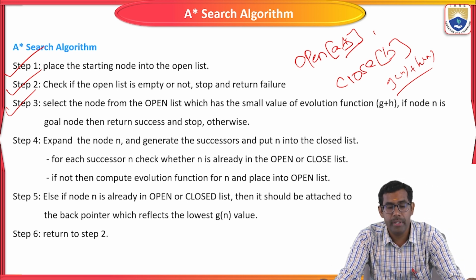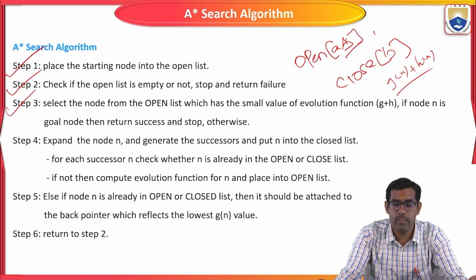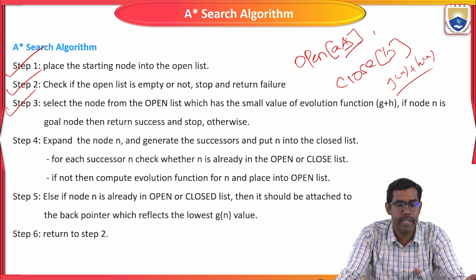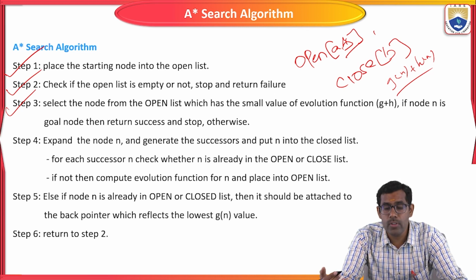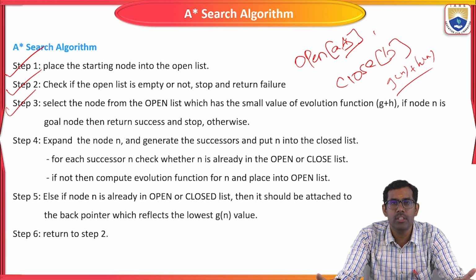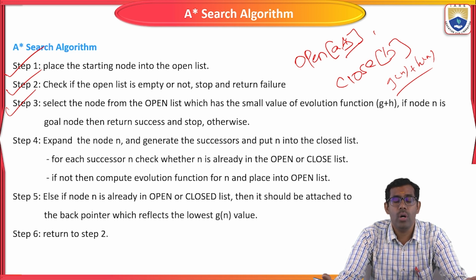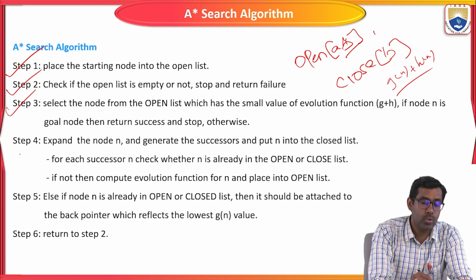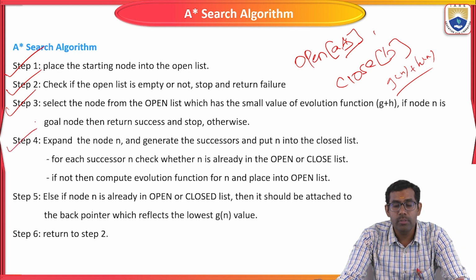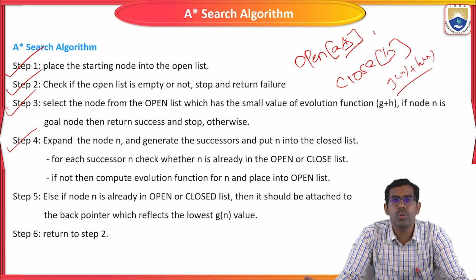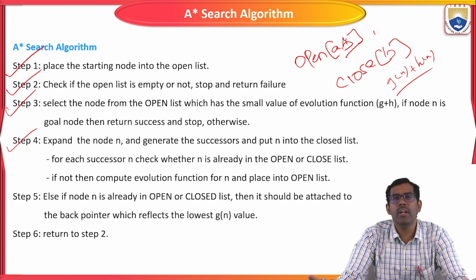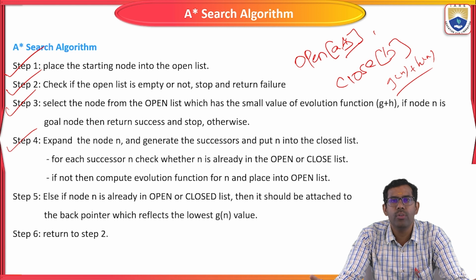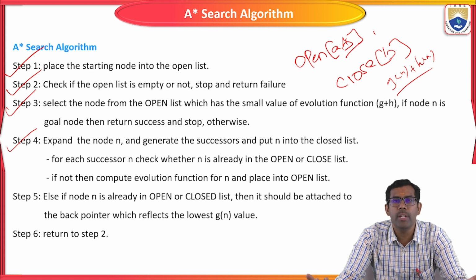Select the node from the open list which has the smallest value of the evaluation function. If node n is a goal node, then return success and stop. So if you are following the steps until you reach the goal, we just have to give success to the machine. Otherwise, we have to follow step 4. If it is not the goal node, then again we have to compare the values. The smaller value we are going to take, that node is going to be considered as the source node or starting node.